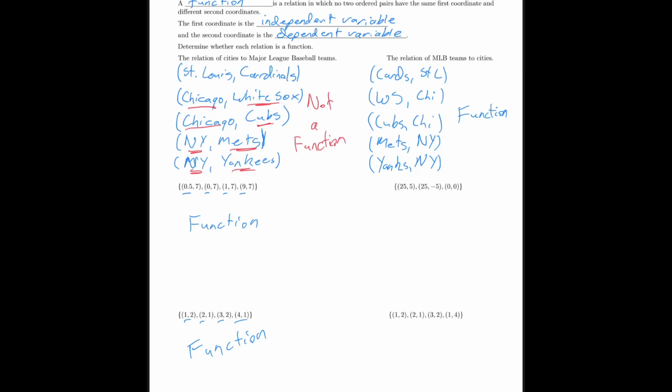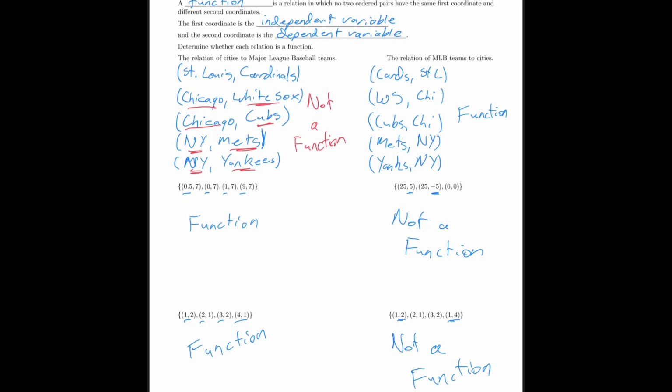Similarly, in the second problem here, if I told you that I was thinking about the number 25 as my first coordinate, you would not be able to tell me with 100% certainty what y coordinate I was talking about, what second variable, because there's two options, 5 or -5. So this is not a function. And similar with the last one, if I told you I was thinking about the number 1, you would not be able to tell me which dependent variable I was thinking about because it could be 2 or 4. So this is also not a function.